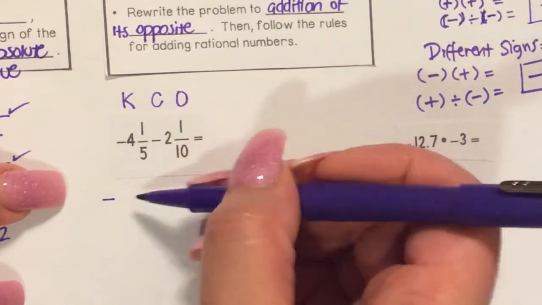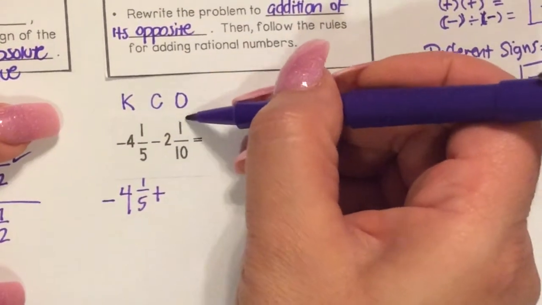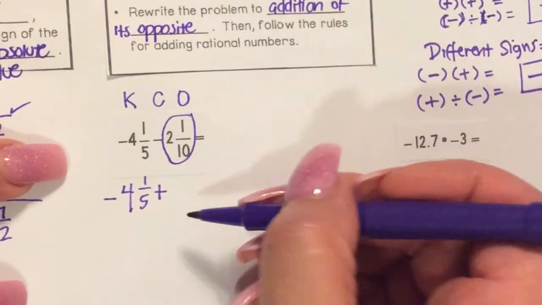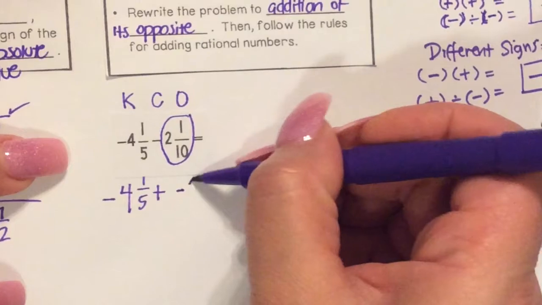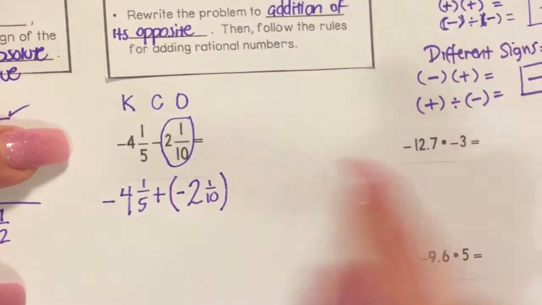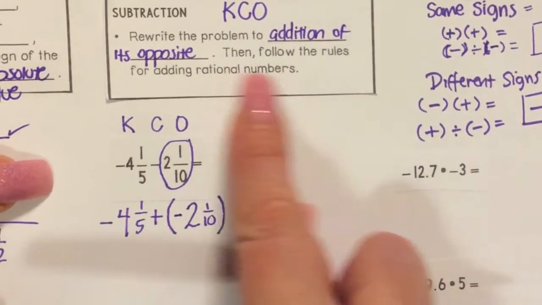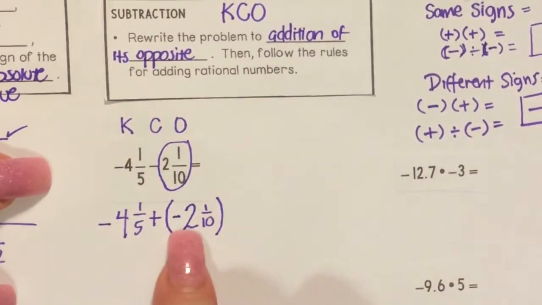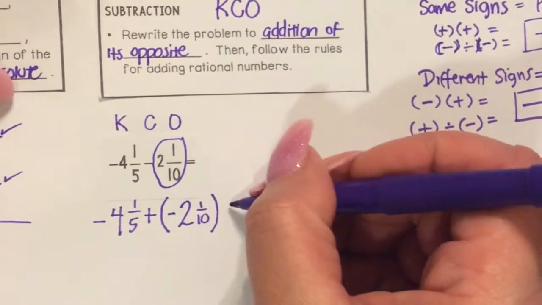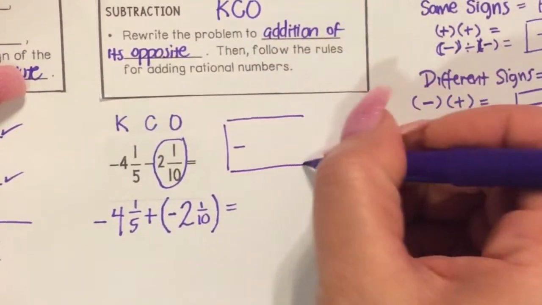You keep the first number, -4 and 1/5, plus, and I see that this guy is a positive number. So the opposite of a positive is a negative. So this is a -2 and 1/10. I'm going to use parentheses just to notice that this is a negative and this is a negative. So then after this, you go back to the addition of rational numbers rules. So these are same signs, add and keep. So I know my answer is going to be negative.